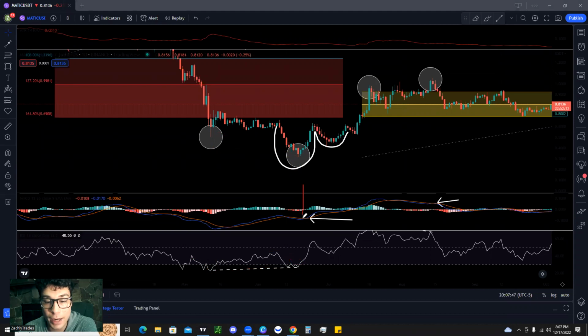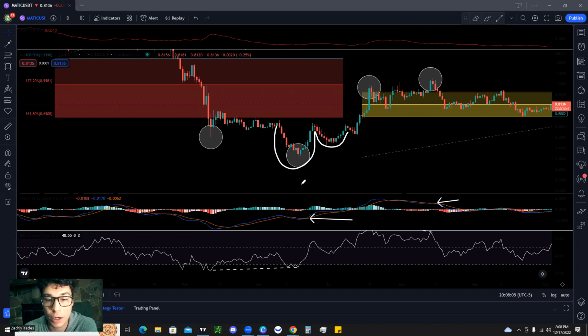Then we take a look at our MACD. What do we see? We see the MACD is crossing over. So now we have two things formulating together, giving us an edge, saying that, hey, there could be some bullish activity in the future of MATIC's price action, right? And then ultimately we get a nice cup and handle here as well. So now that's our third.